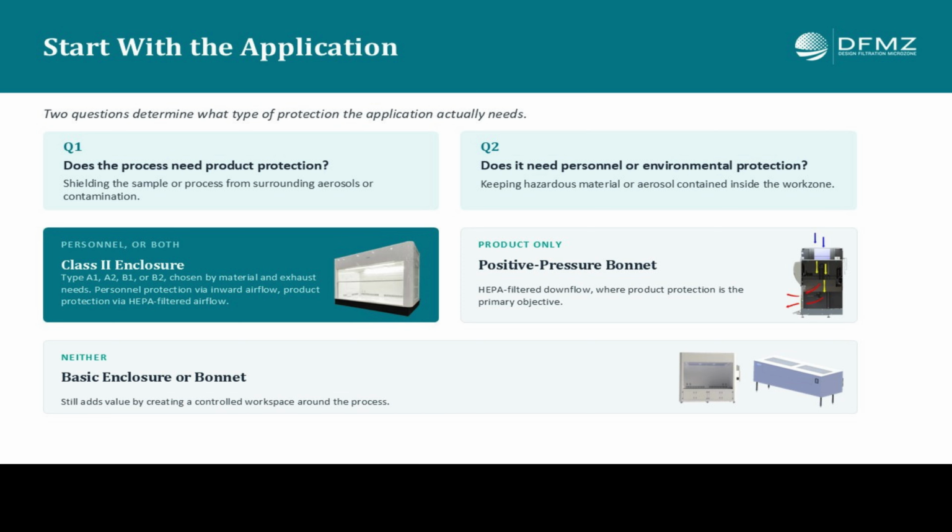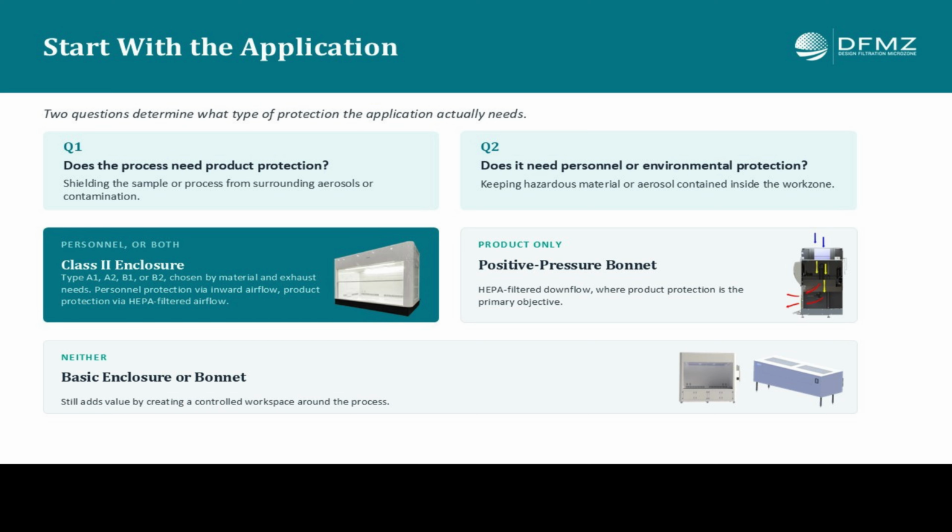If the answer to both is yes, or if personnel and environmental protection is the priority on its own, you are looking at a Class 2 enclosure. Depending on the application and the material being handled, that could mean type A1, A2, B1, or B2. Those types are not interchangeable. The right one depends on the material being handled, whether hazardous vapors or chemicals are present, and the exhaust configuration the application requires. A Class 2 cabinet gives you personnel protection through inward airflow and product protection through HEPA-filtered airflow at the same time. So it covers both cases.